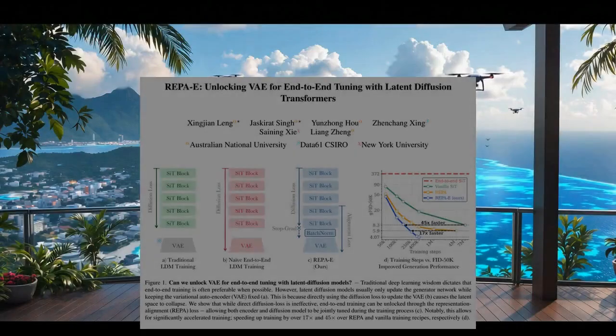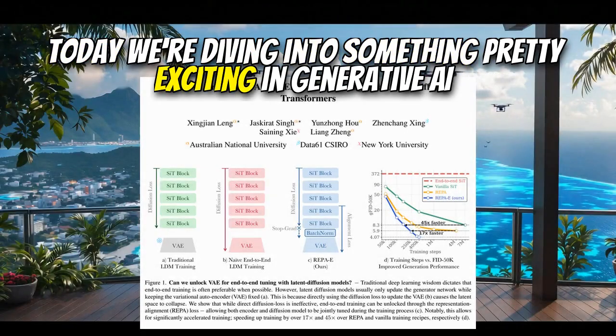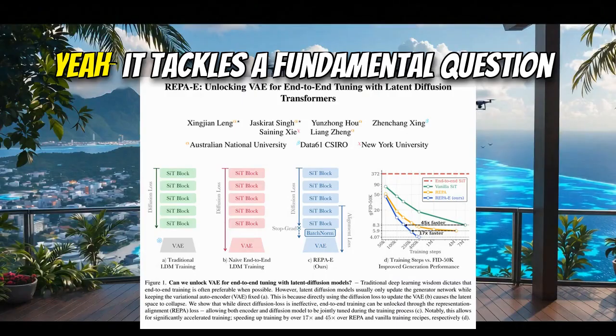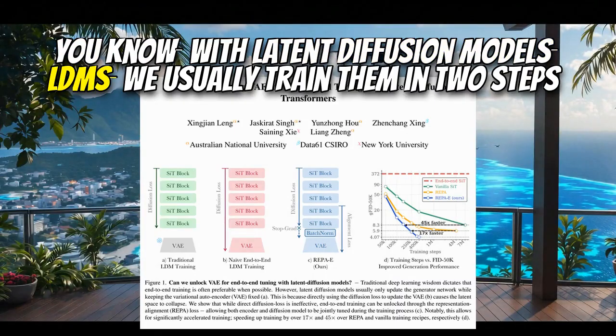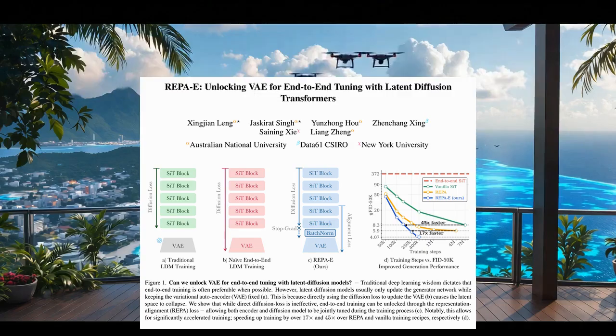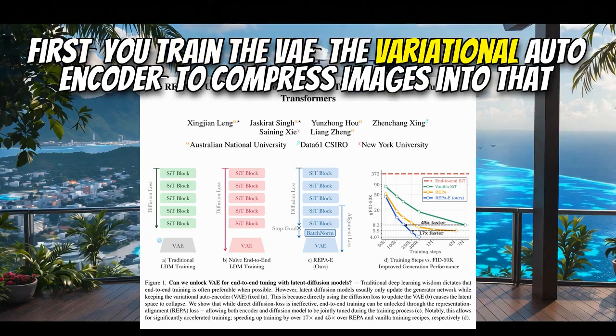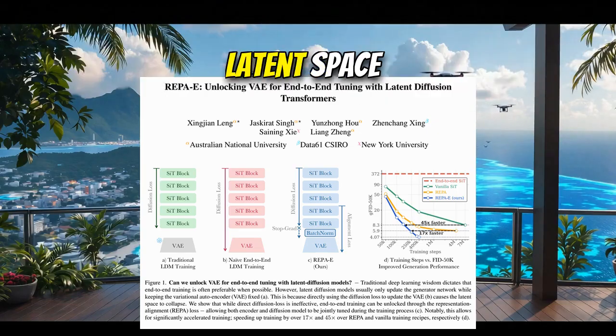All right, welcome back. Today we're diving into something pretty exciting in generative AI. Yeah, it tackles a fundamental question. With latent diffusion models, LDMs, we usually train them in two steps. Right, first you train the VAE, the variational auto-encoder, to compress images into that latent space.